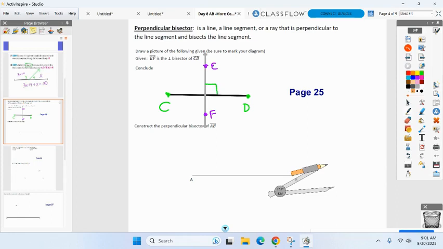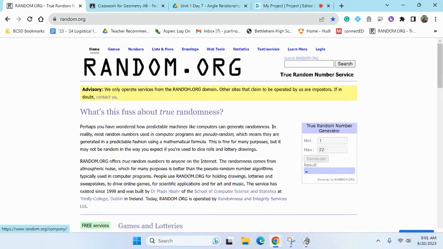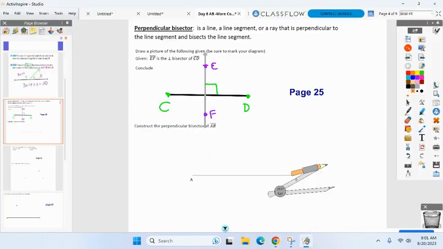And it bisects. What else should I have on my diagram? If it's cutting CD, what else should I have on my diagram to finish this? Hash marks, yep. On which one, EF or CD? CD, because that's the one being cut in half. Good. So does everyone see? Perpendicular bisector. It forms a right angle and cuts it in half.